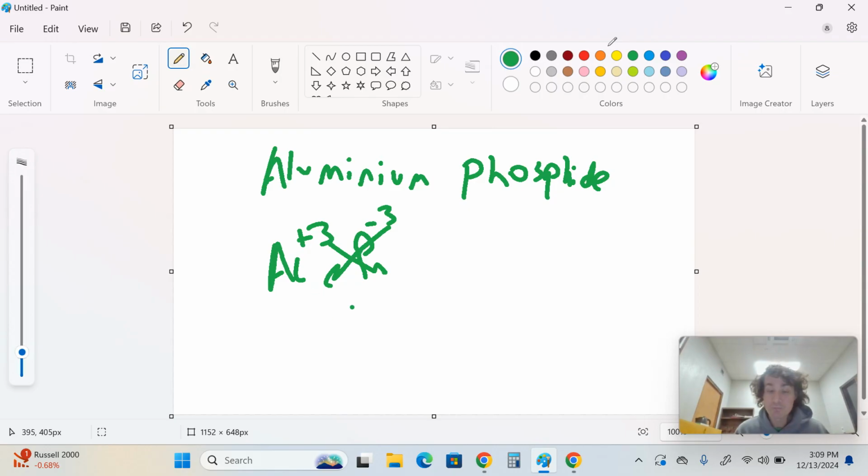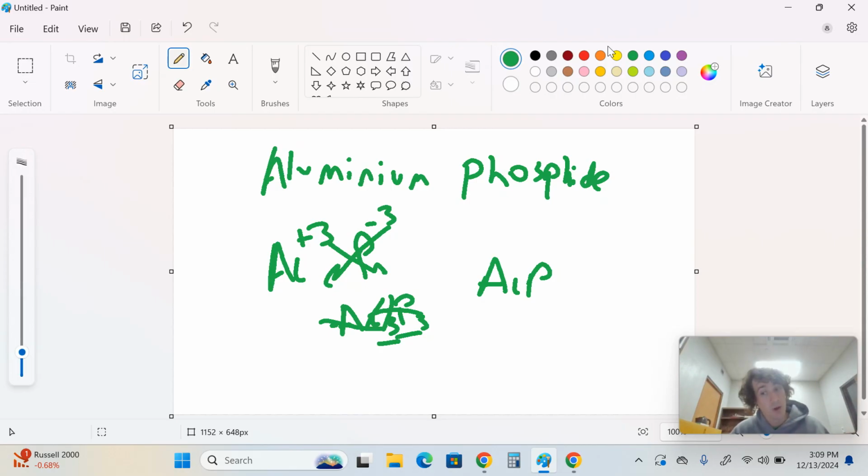But anyway, if you did this, you'd say, I got it. It's Al3P3. But if you're a clever cat, you're going to say, wait a second, 3 and 3, I can simplify that to AlP. The 3 and 3 you can simplify to 1 and 1. You can divide 3 and 3 by 3 to get 1 and 1.